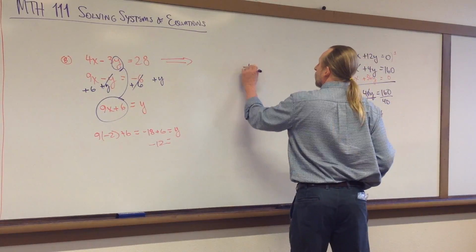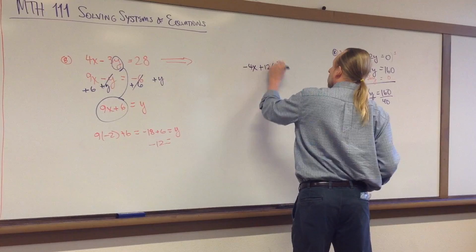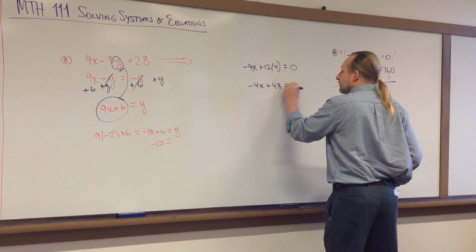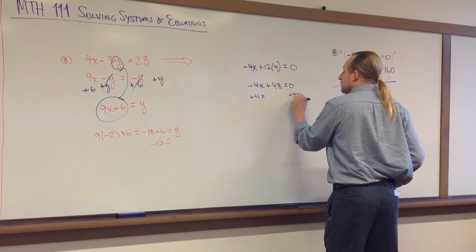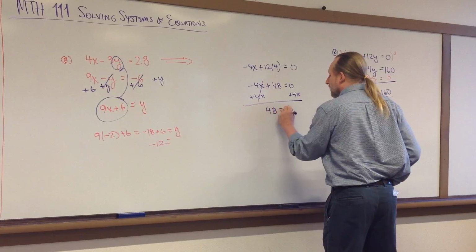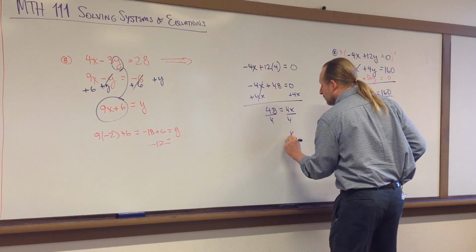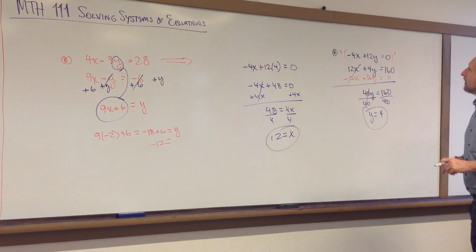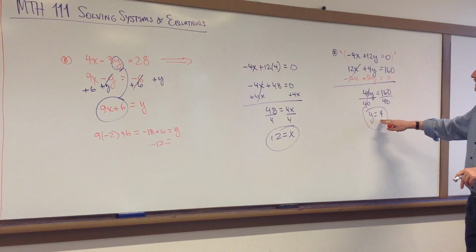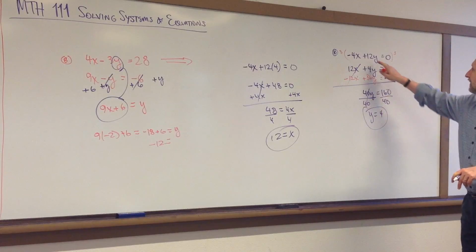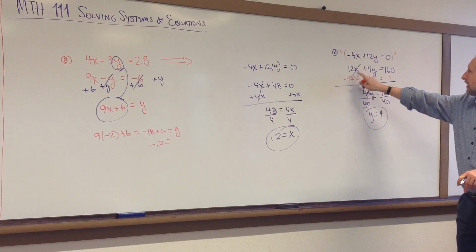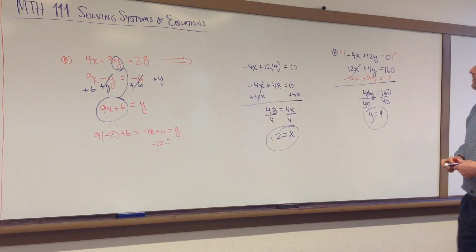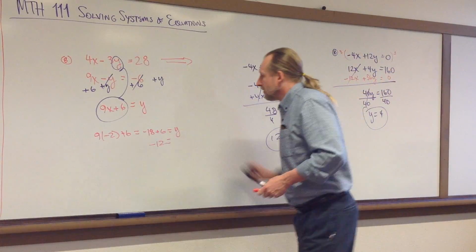So y is 4. Then negative 4x plus 48 equals 0. Move the 4x over here. 48 is 4x, and so x equals 12. And did we get y? Yeah, y is 4, x is 12. Okay, so let's see here. Yeah, so negative 48 plus 48 makes 0. Here, 144 plus 16 is 160.